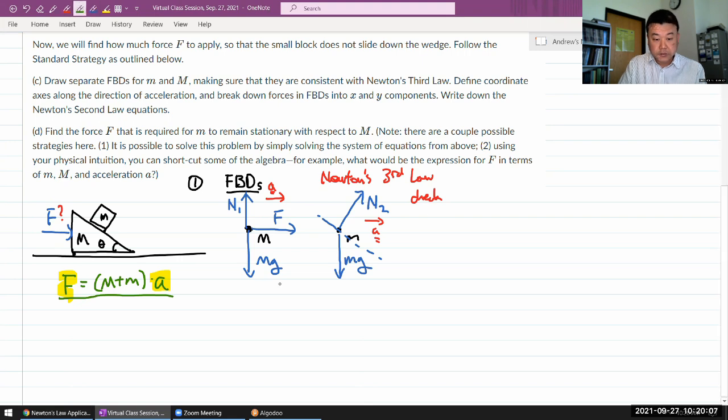Gravity is an external force because it's coming from Earth. I'm not drawing a free body diagram of Earth. Applied force F is also external. Whatever agent is applying the force, I don't have a diagram of that agent. Normal force 1 is coming from this surface of contact here, so it's also external since I'm not drawing a free body diagram of the tabletop. And this normal force here is coming from the ramp, which means it's an internal force. So I must have a reaction force on the ramp by the block M.